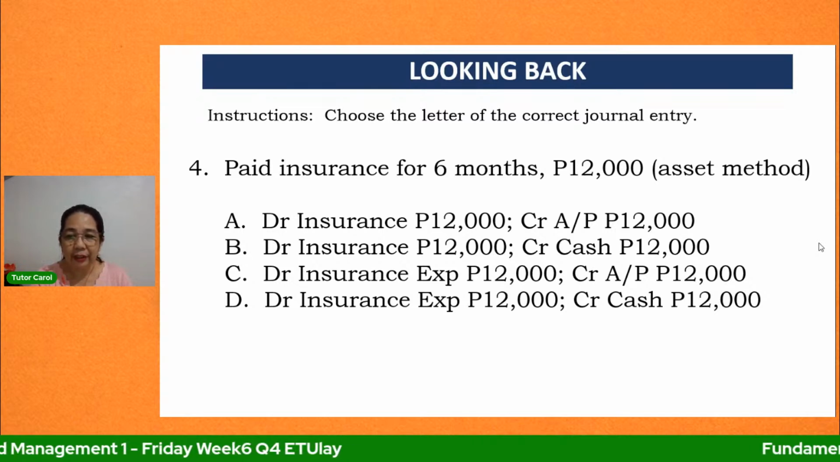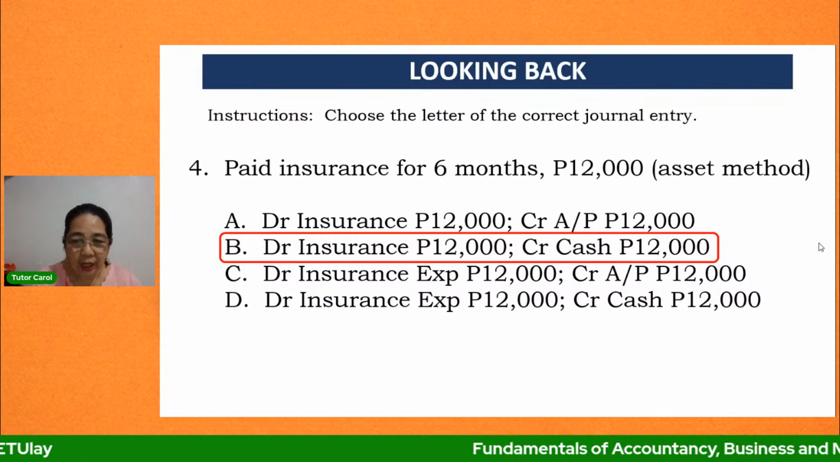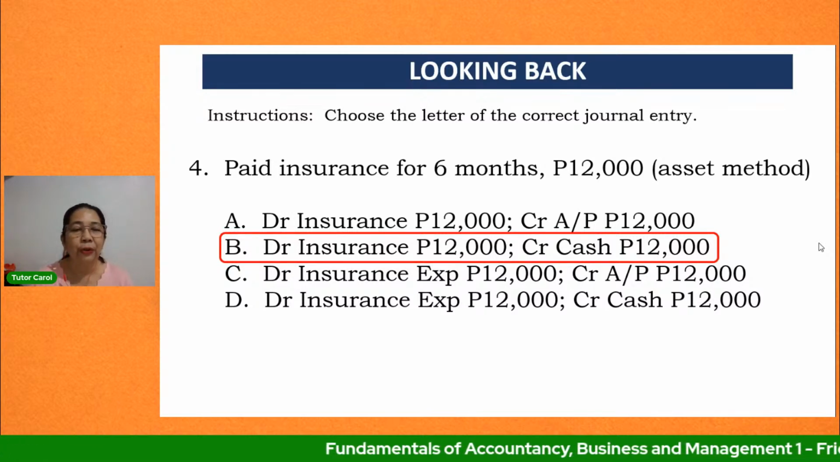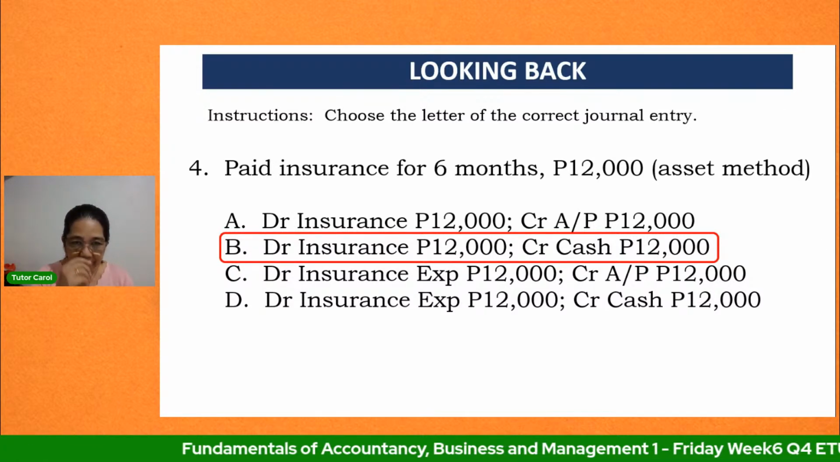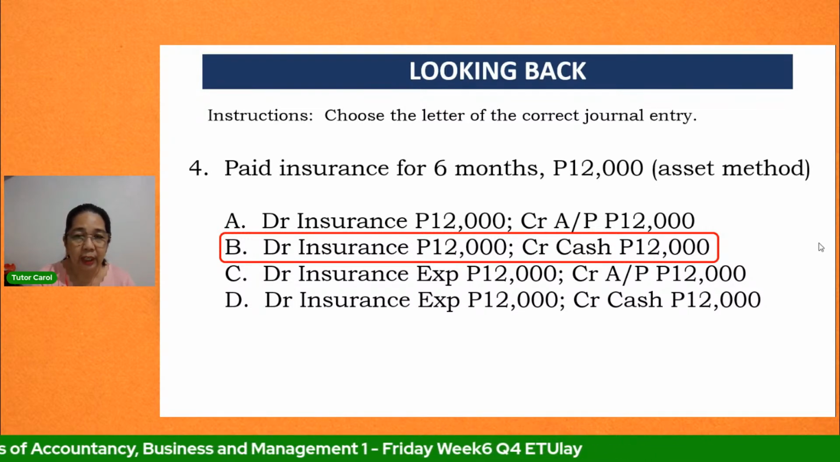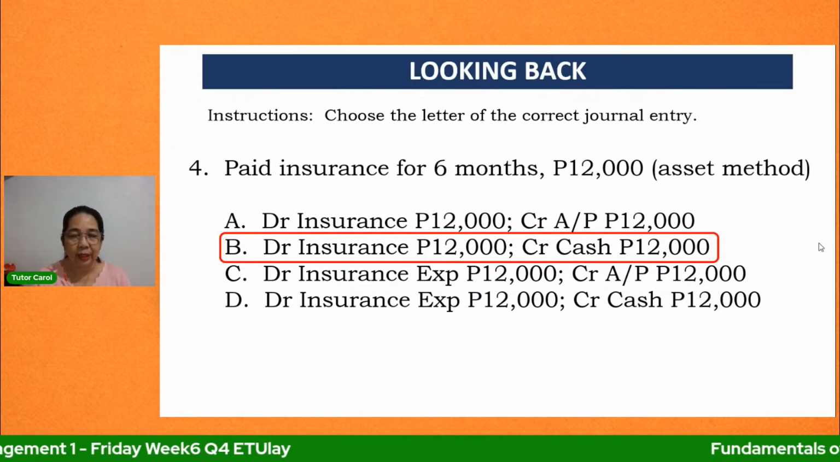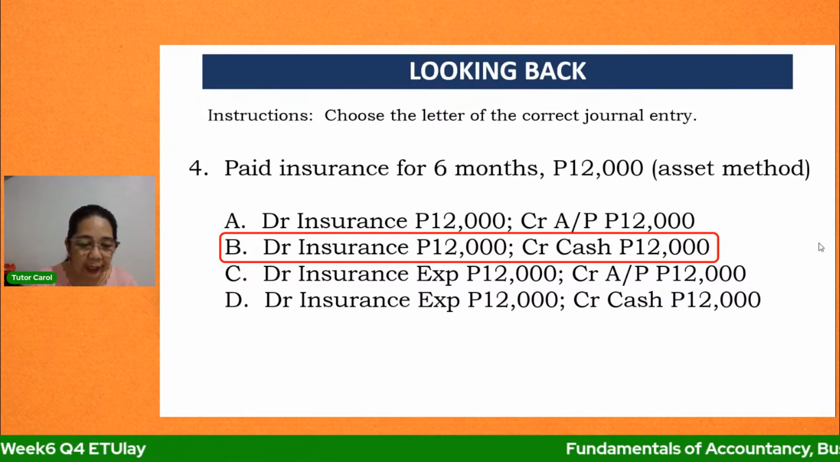Okay, let us see. Josh answered B. Let us see. Okay, it's letter B. Okay, debit insurance, 12,000 pesos and credit cash, 12,000 pesos. Asset method kasi. Okay, so next slide please.